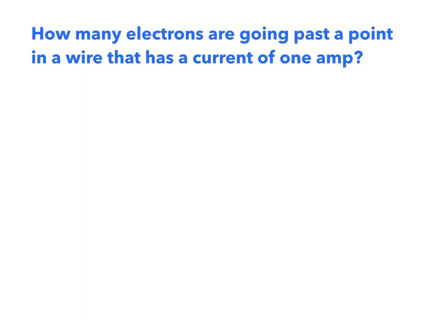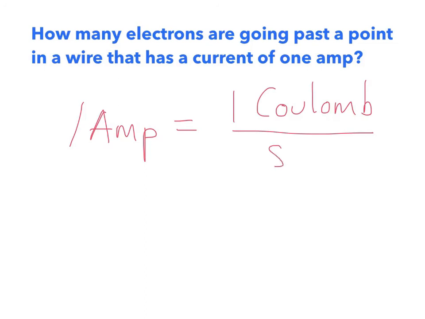Well, to see what 1 amp means, 1 amp of current, let's try to do this question. How many electrons are going past a point in a wire that has a current of 1 amp? So I have 1 amp, and I just learned that that equals 1 coulomb of charge per second going by a point in a wire. Well, let me ask this question. Is a coulomb an electron?